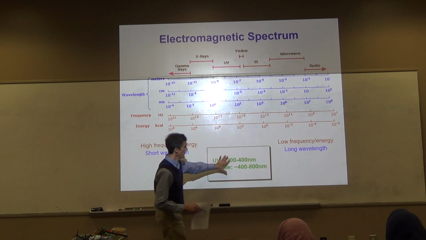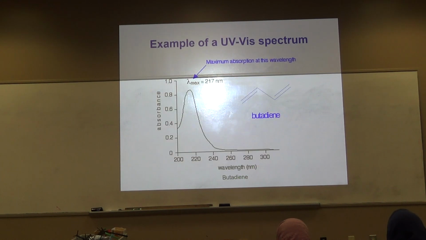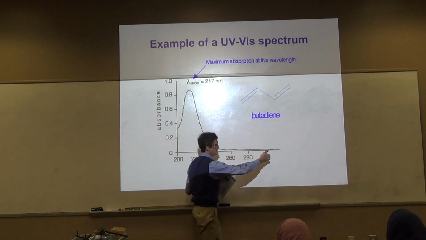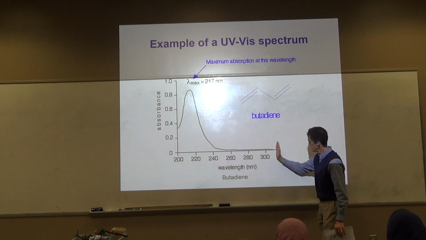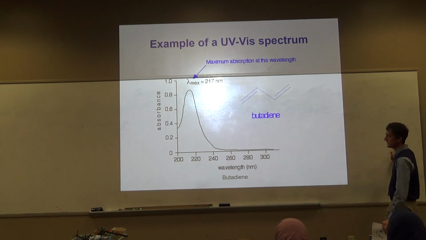Okay, so 200 to 400, 400 to 800, and here we go. You see, we're plotting here. 200 to, okay, it just stops here. The reason it stops is because there's no absorbance, and so this is just a flat line. But we can go out to 400 and then 400 to 800.